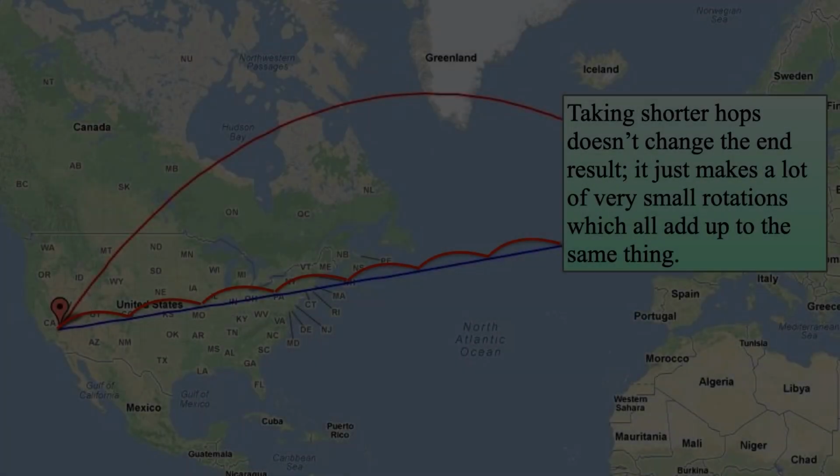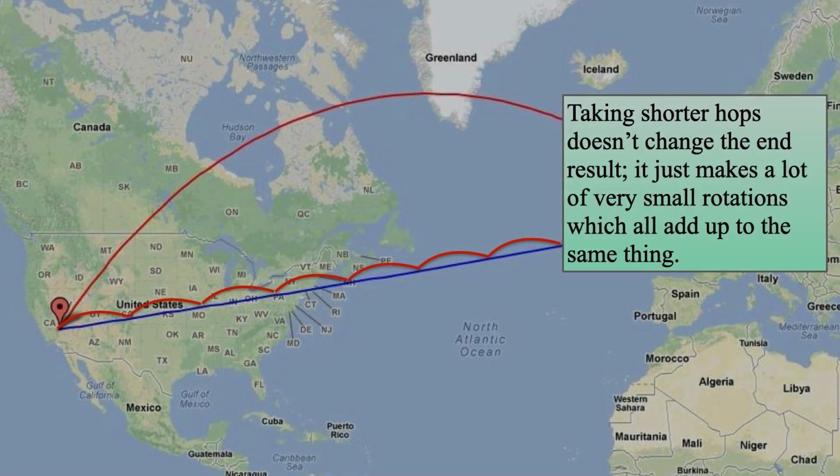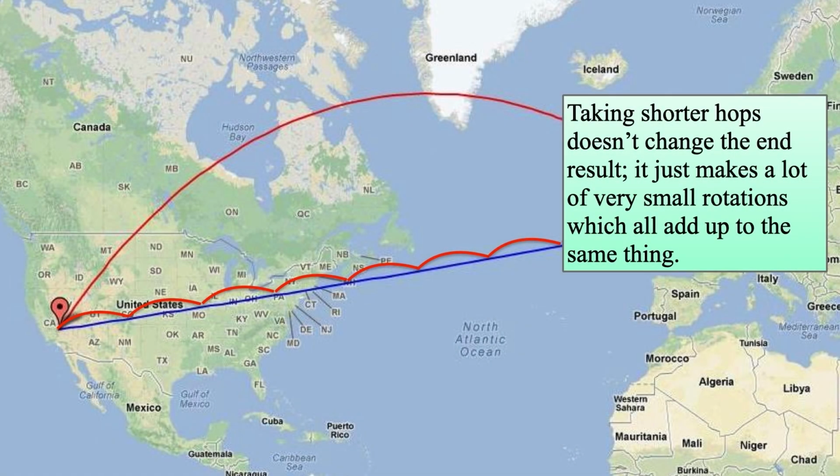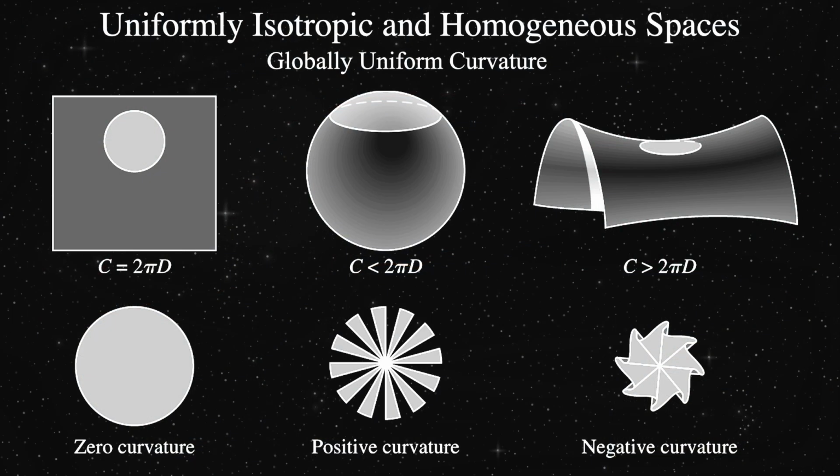However, because the Earth's surface is curved, these little hops along the truly shortest distances will still add up to the same total rotation as before. Let's now examine the three uniform, isotropic, and homogeneous spaces. All three have globally uniform curvature.